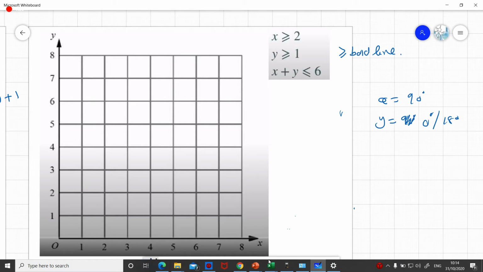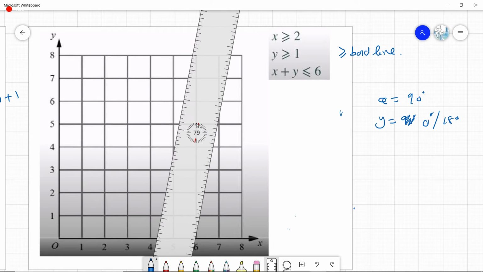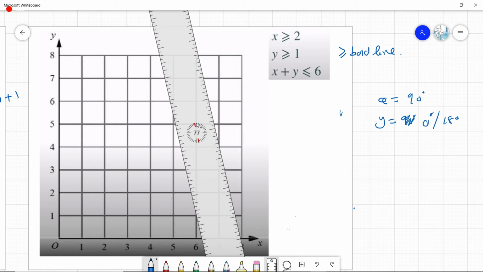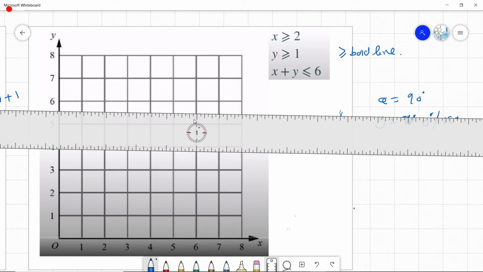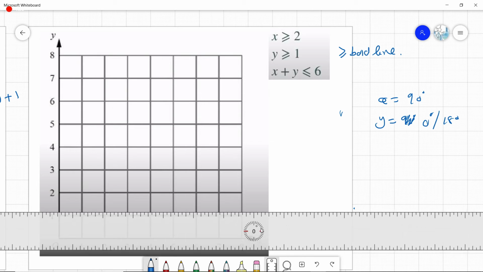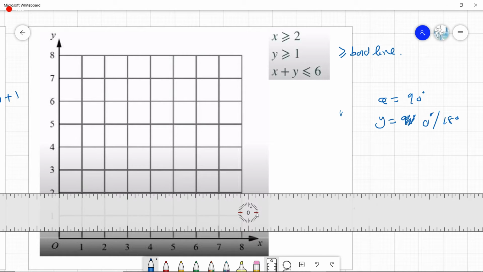So let's get our ruler, which is about there. We go to the y value, which is basically 180 degrees or 0 degrees. So we put our ruler on 0 degrees and go to 2, and there's going to be our line. But this time it's not going to be a dotted line, it will be a bold line. What I mean by a bold line is it's just going to be a solid line like this, a normal line.